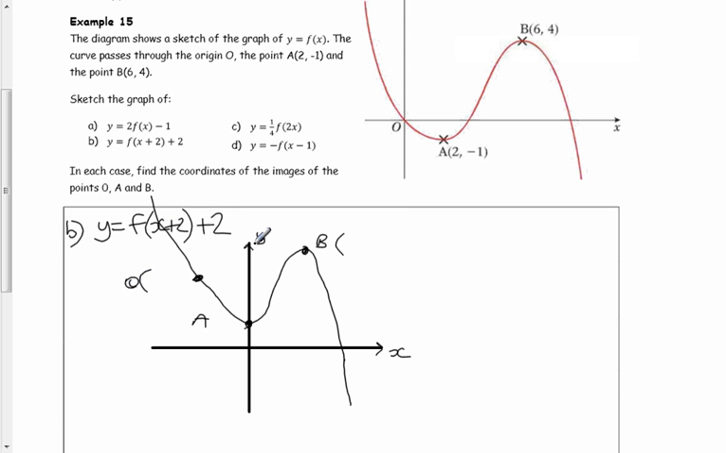So O used to be the origin, x was decreased by 2, and y was increased by 2. The same happened to A, x was decreased by 2, and y increased by 2, and B, same again, x decreased by 2, and y increased by 2. So there we go, that's part B.